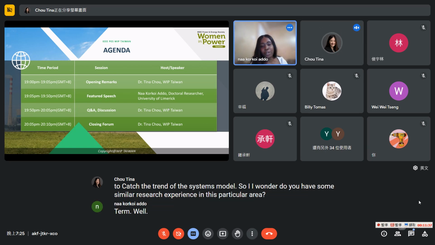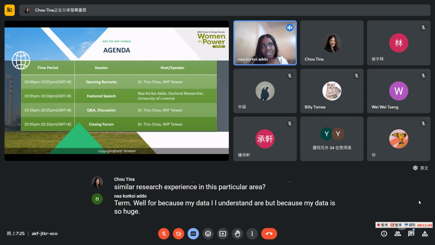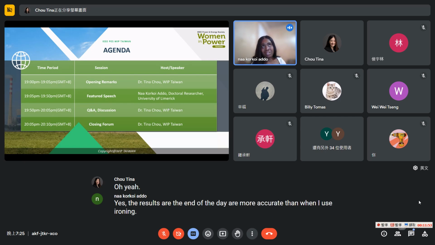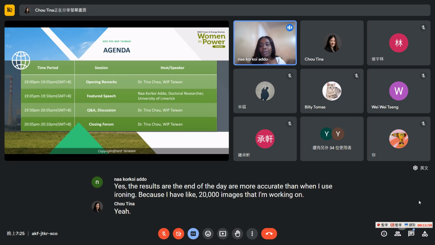Well, I understand RNNs, but because my data is so huge, I use CNNs because yes, the results at the end of the day are more accurate than when I use RNNs, because I have like 20,000 images that I'm working on. So I would rather go with CNN.